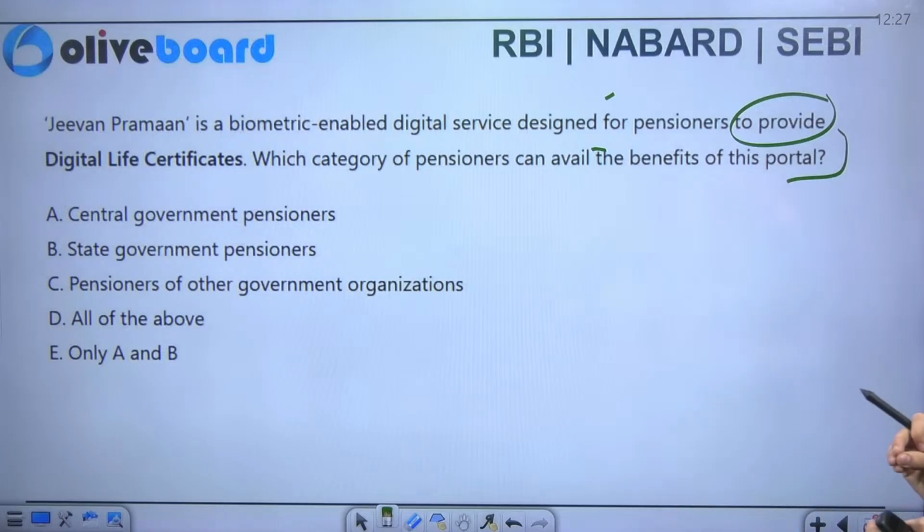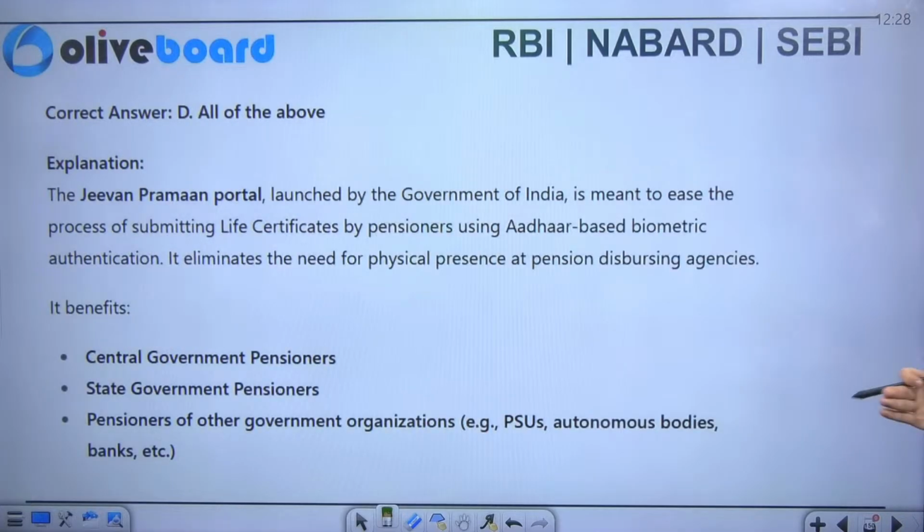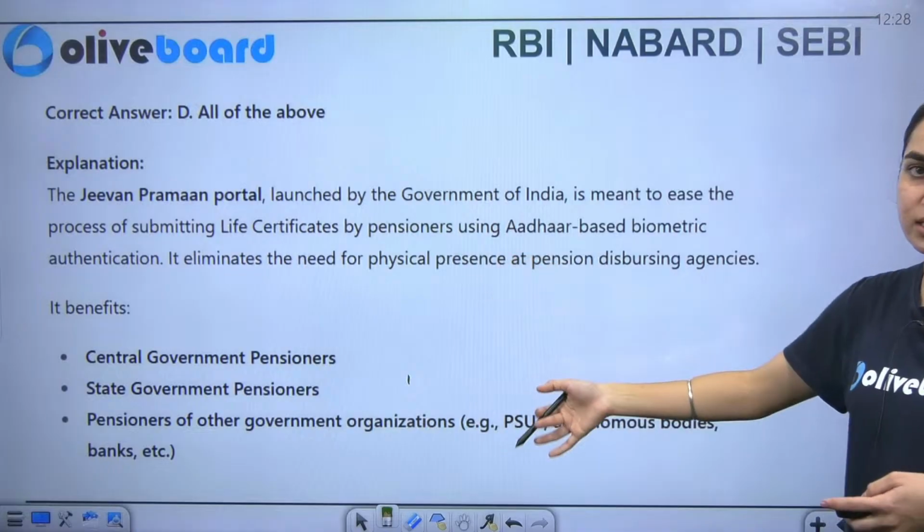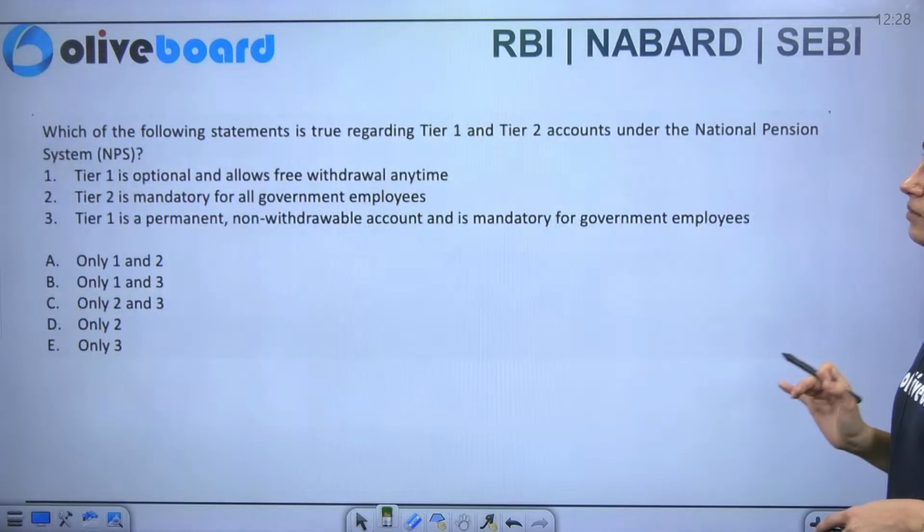Akshay says D, all of the above. What about other individuals? Aditi also says D. Alright, so D, that is all of the above. Of course, central government, state government and other organization government employees can also avail this particular benefit.